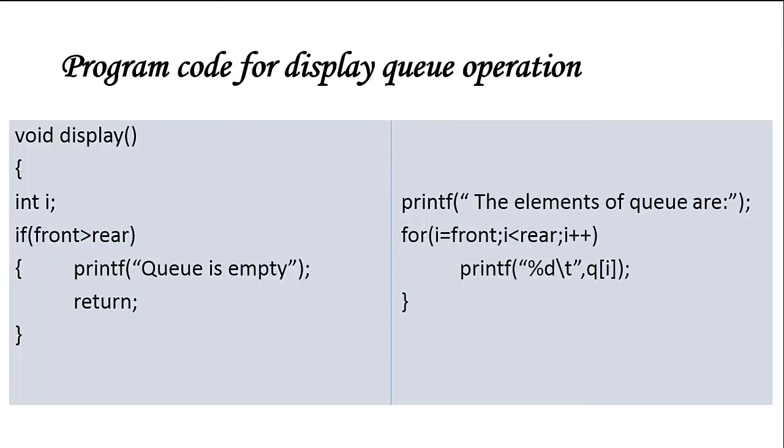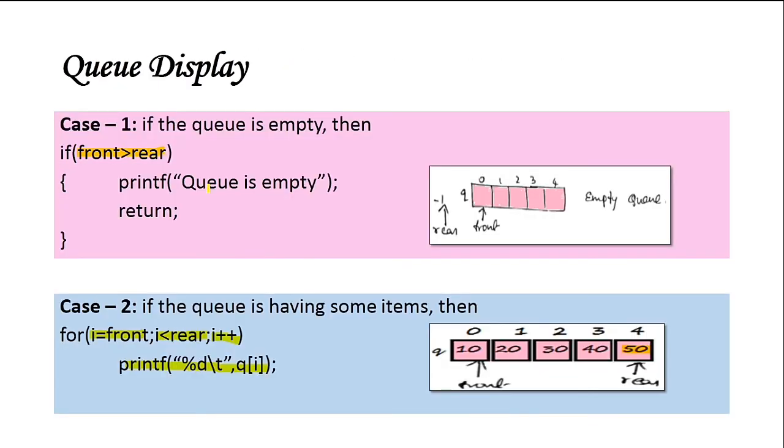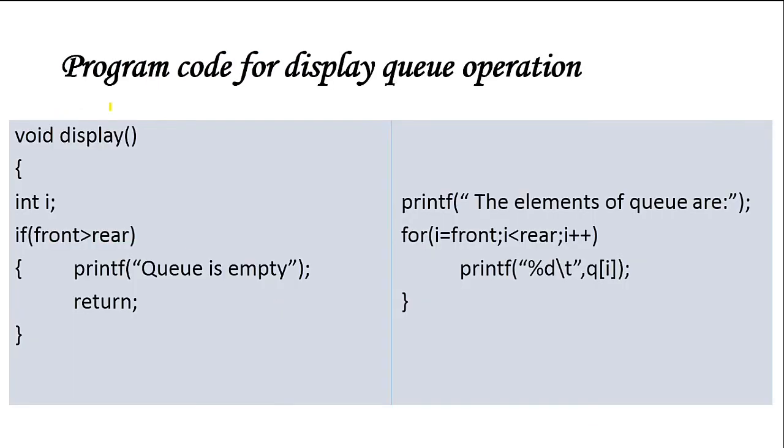I hope this function is clear. So now let us see how we can code it. This is the same: if front is greater than rear, queue is empty. How can I display the elements of the queue? Using those two pieces of code I can display. I is equal to front, I is less than rear, I plus plus, and you are going to display queue of I.